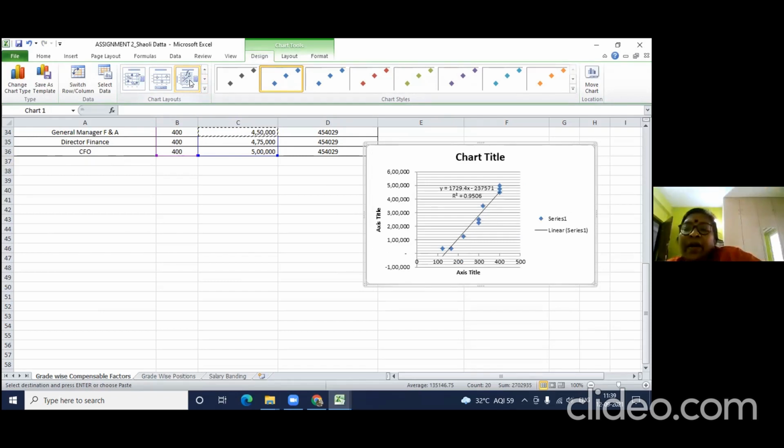Now, if you look at this, this line is called your pay line. The straight line is called your pay line. What is the R square? R square is the strength of predictability, which is showing 95%.